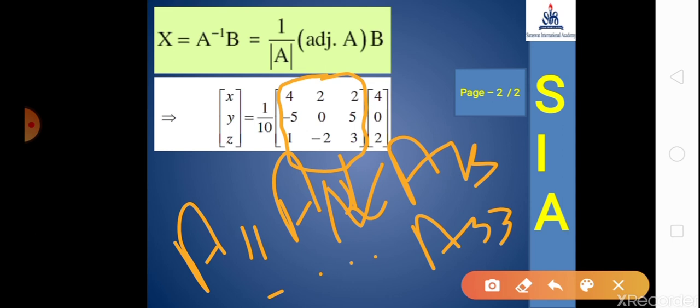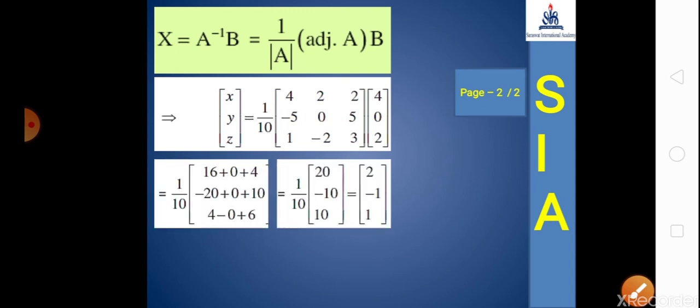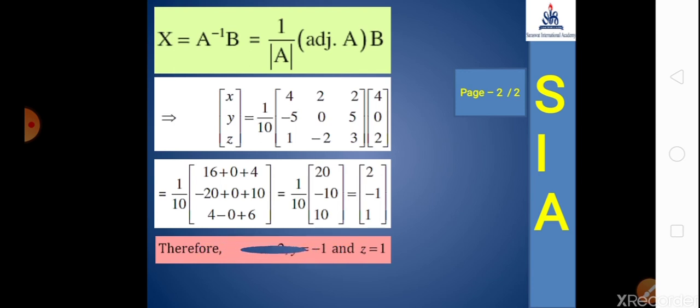After that, putting the positions and making the transpose, you get the matrix 4 2 2, minus 5 0 5 and 1 minus 2 3, and multiplying the two matrices and dividing by 10 you get x is 2, y is minus 1 and z is 1. So my solution is done here by simple calculation using the matrix method. Yes students, this numerical is for 3 marks. Now continue.